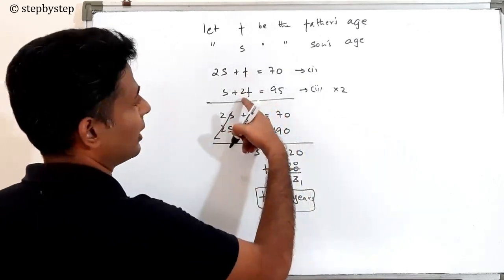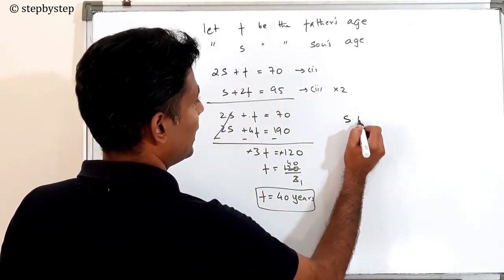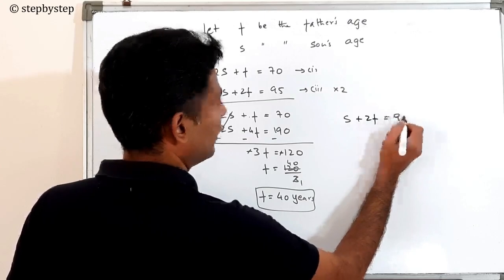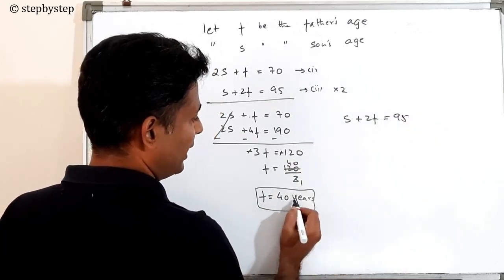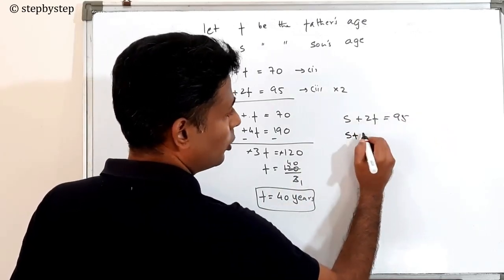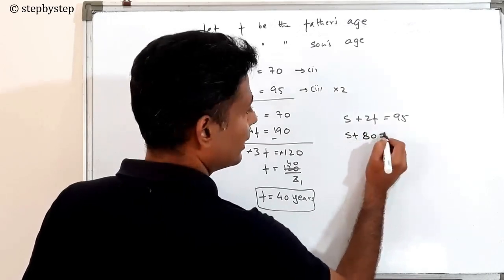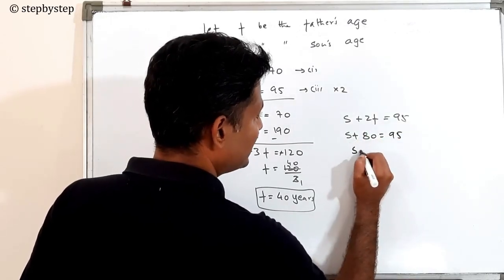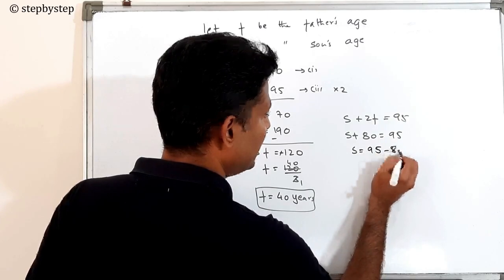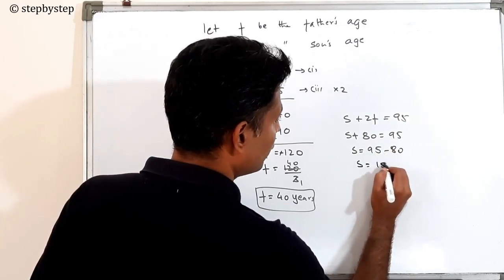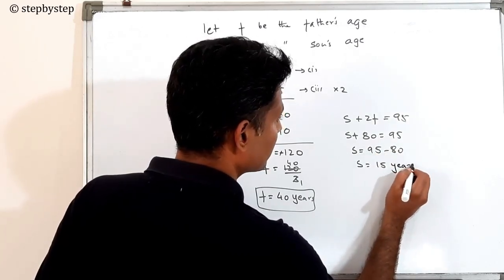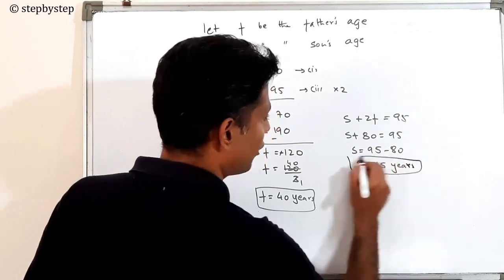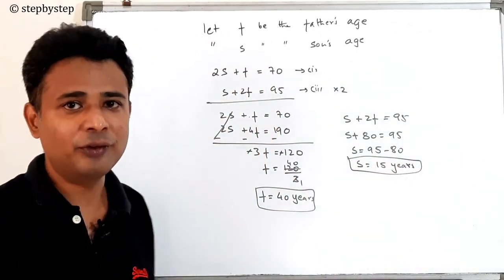I'll use the second equation. So s plus 2f equal to 95. How much did we find f is? 40. So s plus 2 into 40, that is 80, equal to 95. So s equal to 95 minus 80. So s equal to 15 years. So the father's age is 40 and son's age is 15 years.